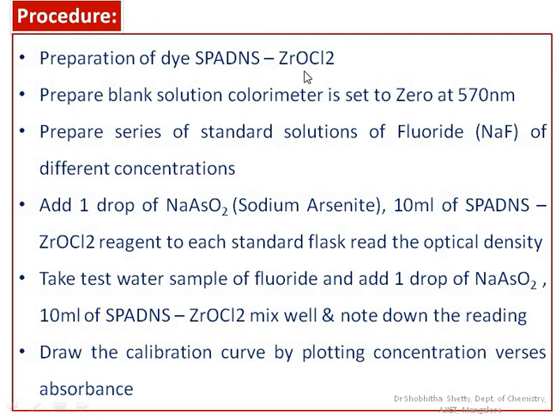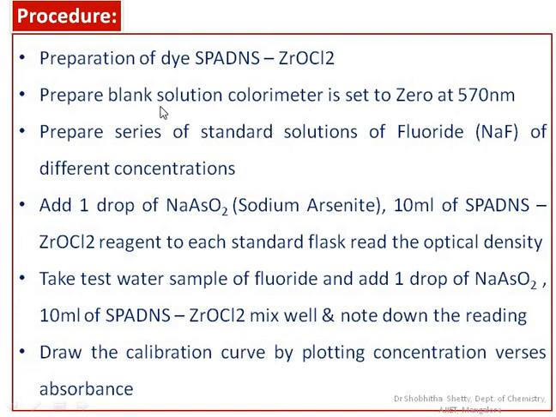Now first, we need to prepare the blank solution. How do we prepare the blank solution? Without adding the fluoride solution, the blank solution is prepared using just 10 ml of zirconyl acid Spands reagent, and we need to set the colorimeter to 0 by keeping the filter at 570 nanometer, because the lambda max, the highest absorption intensity for the given complex Spands zirconyl oxychloride, is at 570 nanometer. That is why the filter has to be kept at 570 nanometer in the colorimeter.